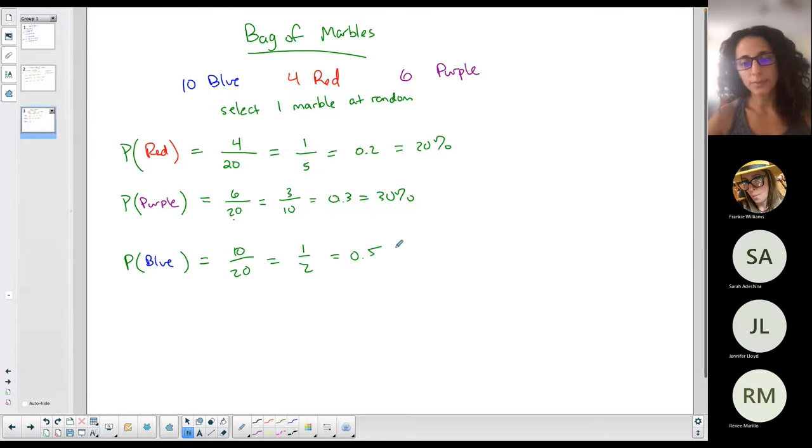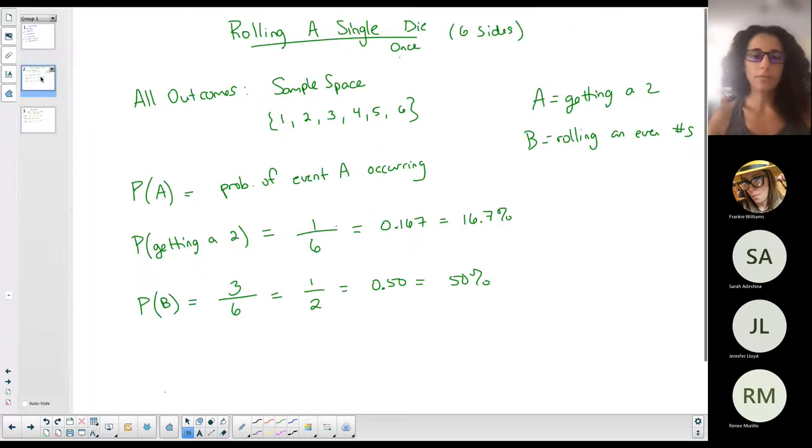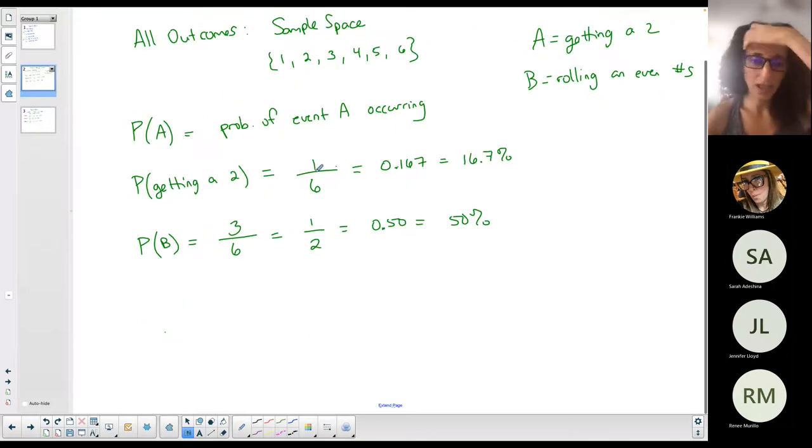And if you're noticing, which I hope you're noticing, most of these are fractions where the numerator is less than the denominator. They're called proper fractions, which would make sense, right? In this particular case, I can't get more than 6 particular outcomes. So I should not have a probability that has a numerator that's bigger than the denominator, because it doesn't make sense. There's no such thing as getting more than what's possible.